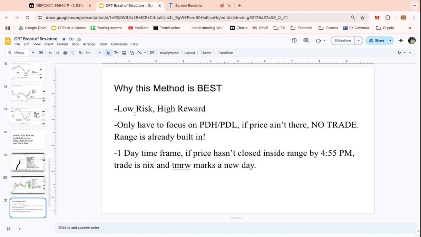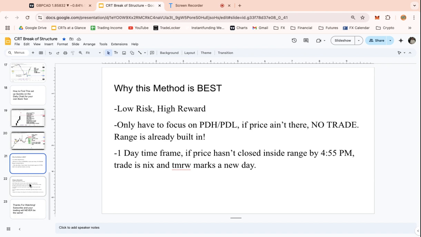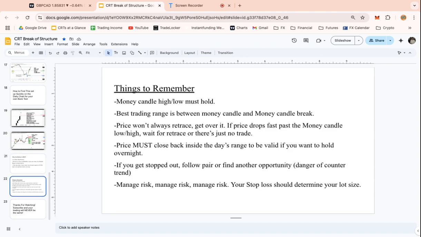Okay, so remember, this method is the best because it's low risk, high reward. You only have to focus on the prior day high and low in terms of where price is. If the price isn't above it or below it, there's no trade. Your candle range is already built in, so you don't have to worry about putting a whole bunch of lines on your chart. You only have to worry about one time frame. And if price hasn't closed inside the range by 4:55 p.m. or near the close of the day, there's no trade. The trade is nix. Tomorrow makes a new day.